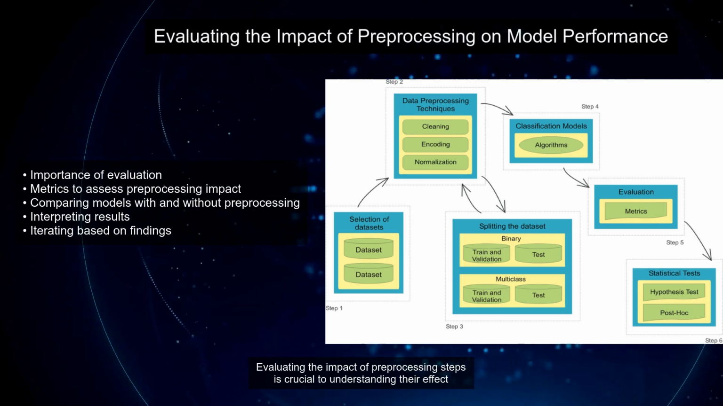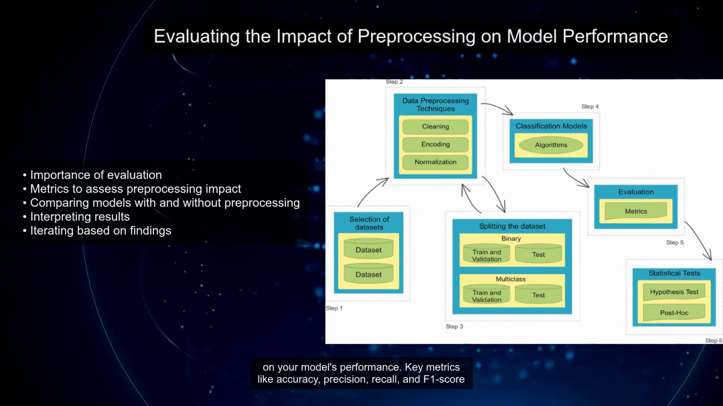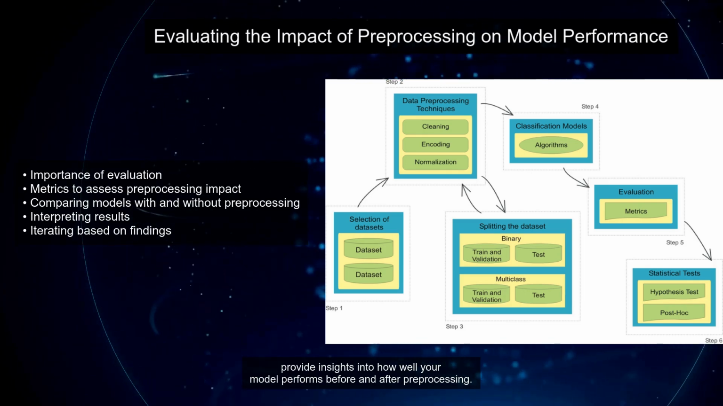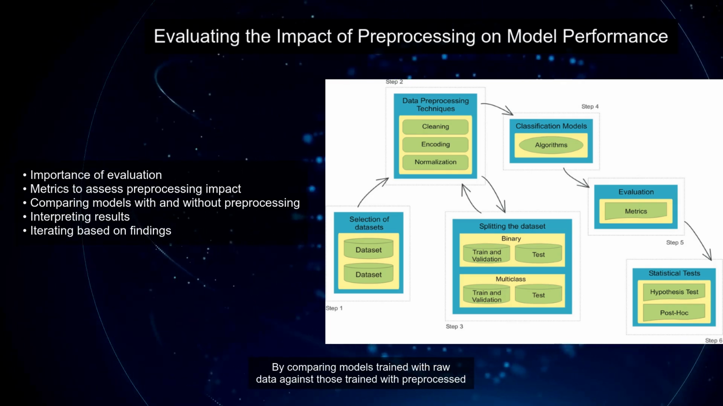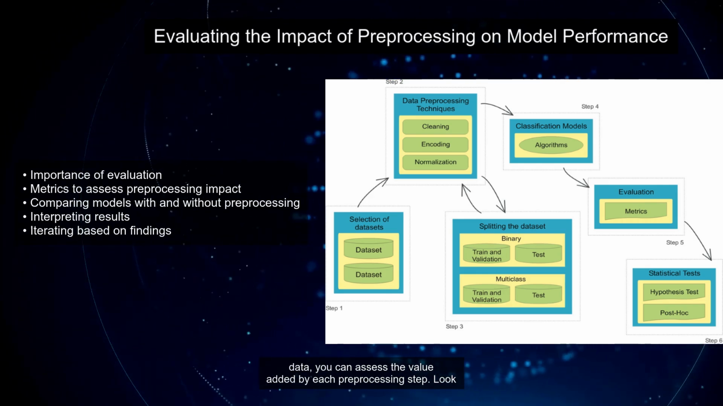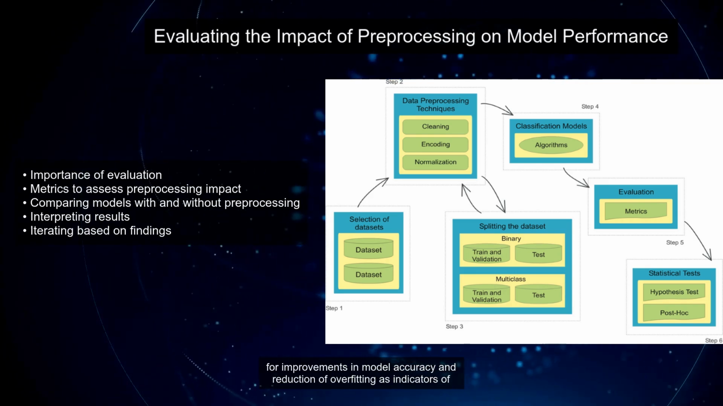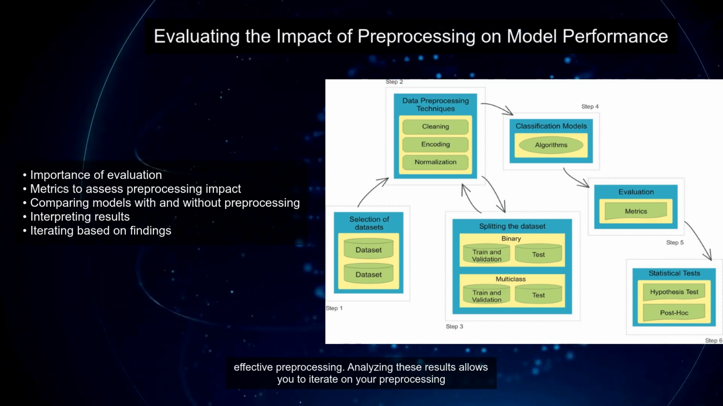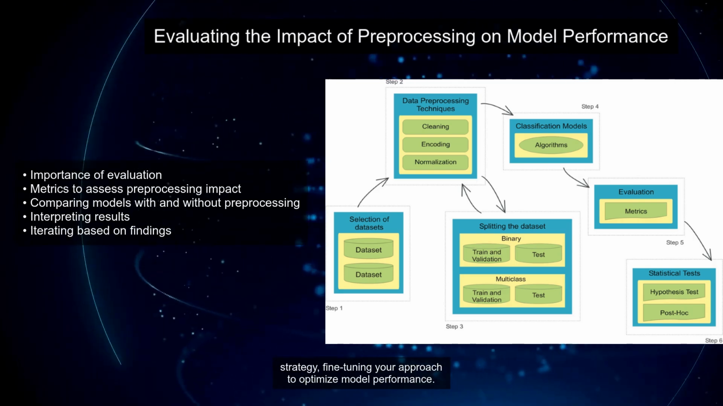Evaluating the impact of preprocessing steps is crucial to understanding their effect on your model's performance. Key metrics like accuracy, precision, recall, and F1 score provide insights into how well your model performs before and after preprocessing. By comparing models trained with raw data against those trained with preprocessed data, you can assess the value added by each preprocessing step. Look for improvements in model accuracy and reduction of overfitting as indicators of effective preprocessing. Analyzing these results allows you to iterate on your preprocessing strategy, fine-tuning your approach to optimize model performance.